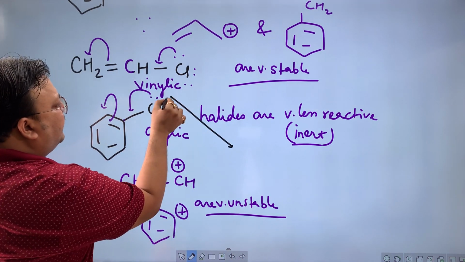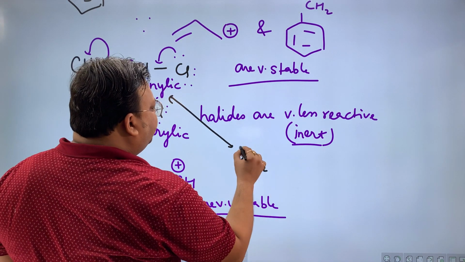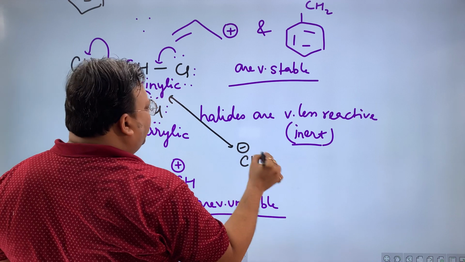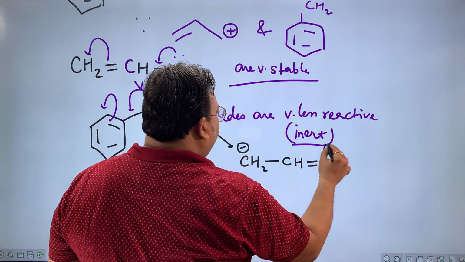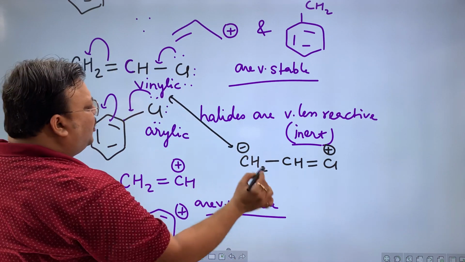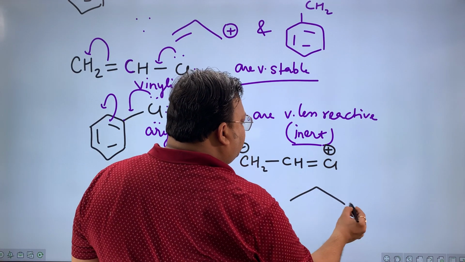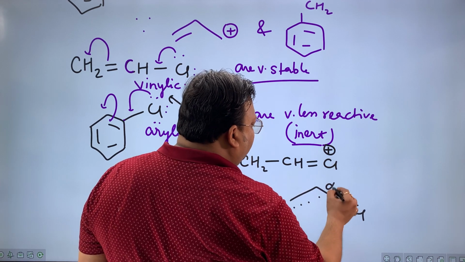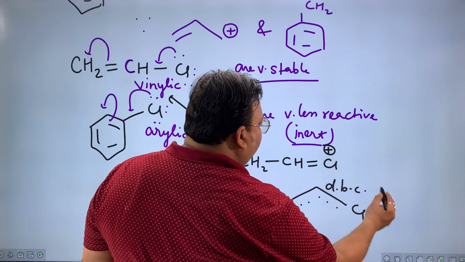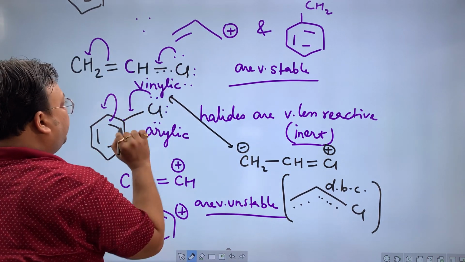of this vinylic, when I draw the resonating structure, you will have to learn this, you will have to practice this. There will be a double bond here, there will be a double bond here. Positive or negative, whatever comes, a double bond will come here. So what will its hybrid be? In the hybrid there will be double bond character here. This is DBC, this will be DBC, there will be double bond character here.